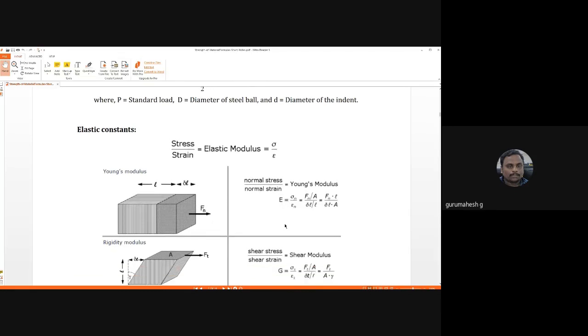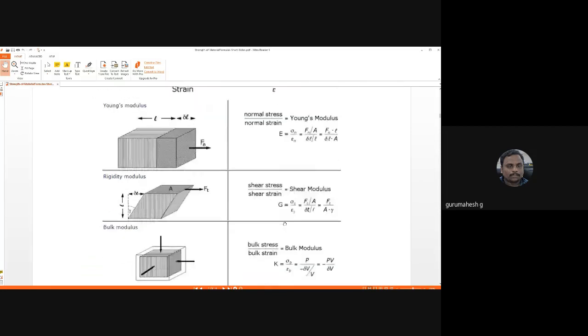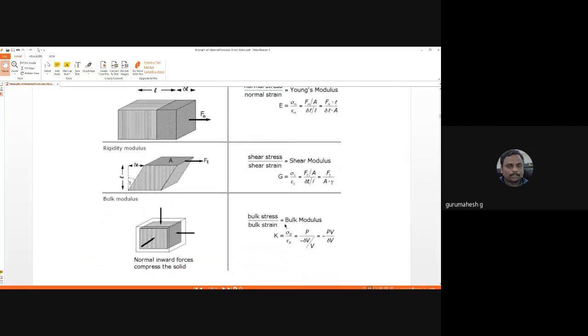Next, rigidity modulus. Rigidity modulus we calculate for shear stresses. When shear stress is acting on the member, it causes a shear strain. Rigidity modulus, or shear modulus, is equal to shear stress by shear strain. It is denoted with the capital letter G. Young's modulus is denoted with capital E. Next, bulk modulus is the ratio of bulk stress to bulk strain, denoted with capital K. Bulk stress is sigma B and bulk strain is epsilon B, which gives the bulk modulus formula.